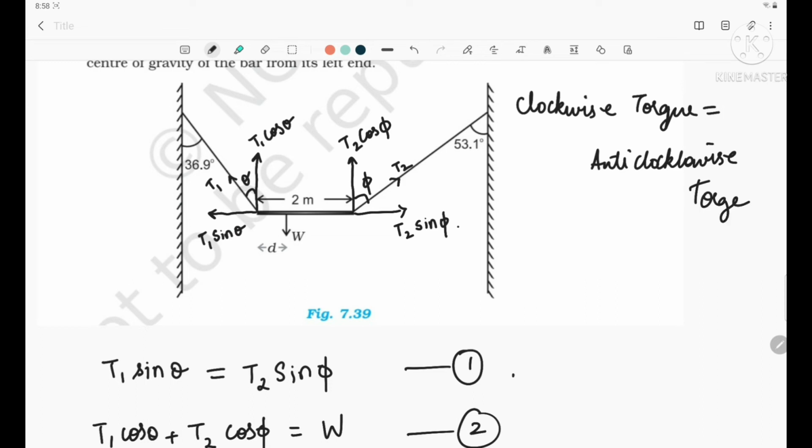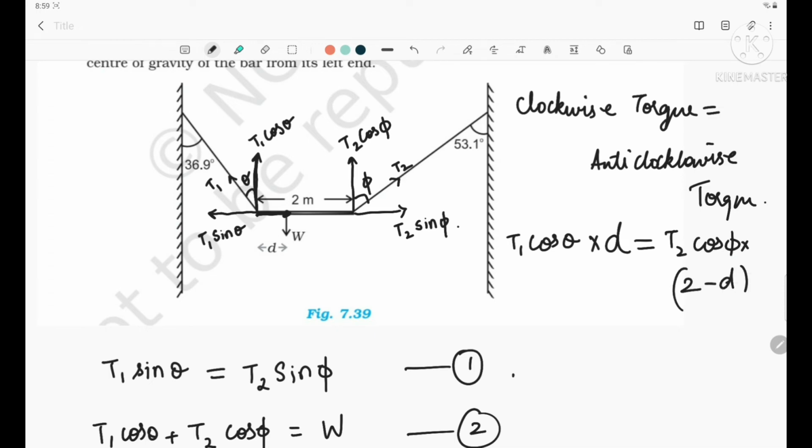So at which point will the torque be acting? The torque will be acting at the center, at the center of mass, which is at a distance of d from one end. So on this side we have T1 cos theta multiplied by d. This is one torque, which is going to rotate the object in the clockwise direction. So this should be equal to T2 cos phi into 2 meter minus d. The length of the rod is 2 meter, so you will be writing 2 minus d.